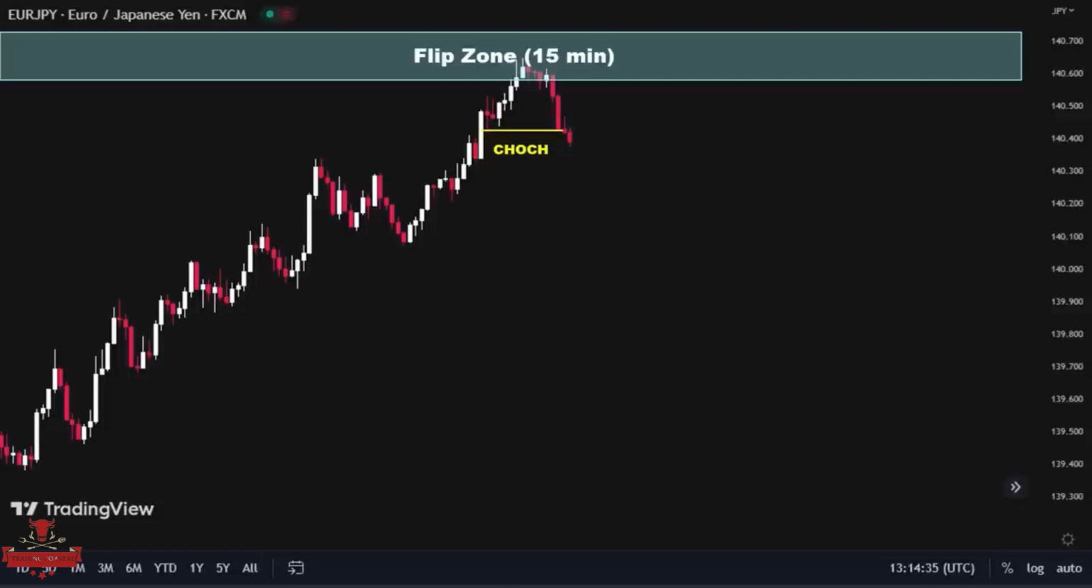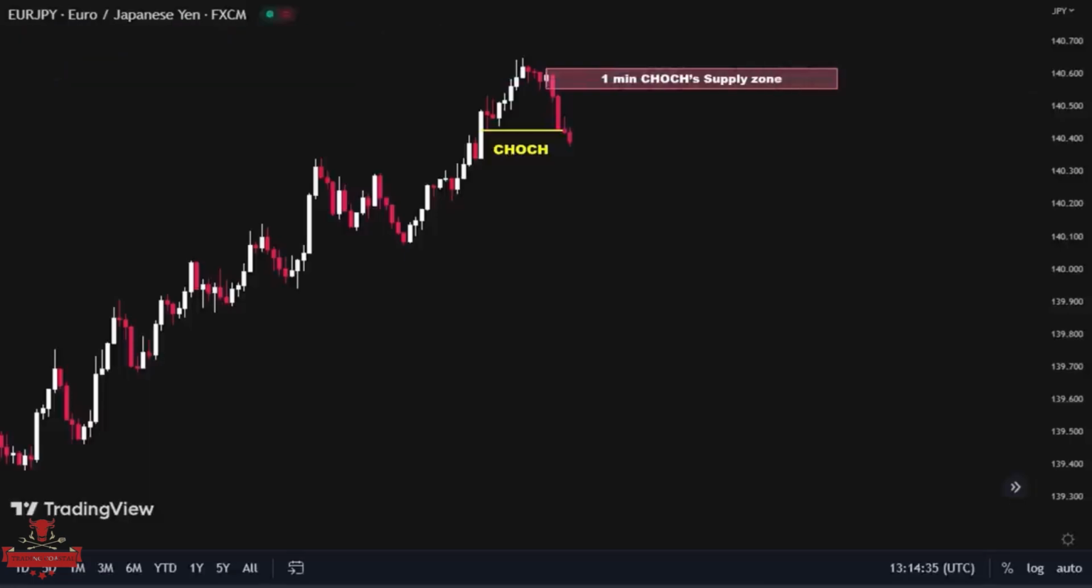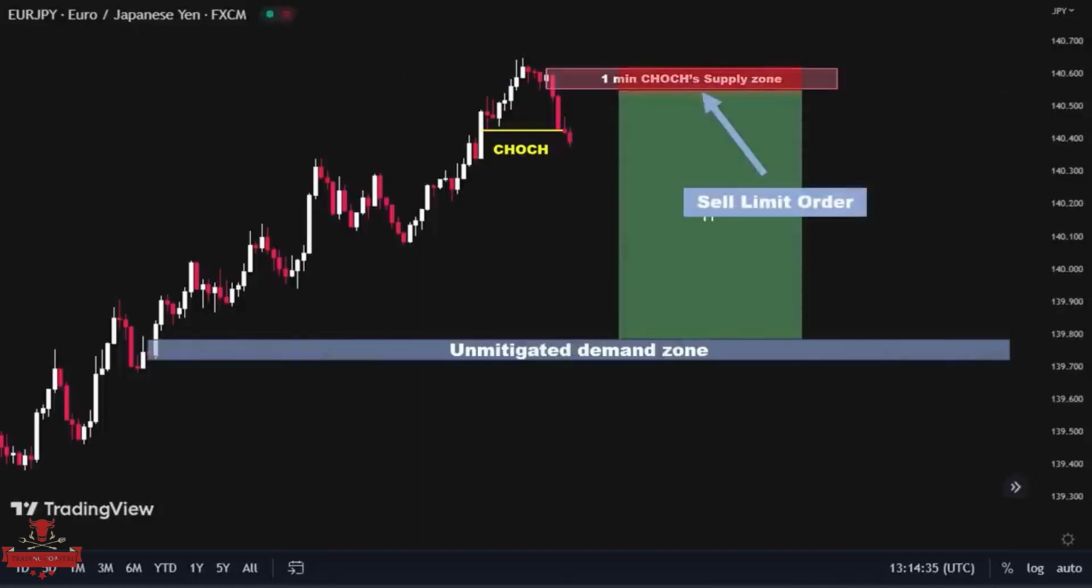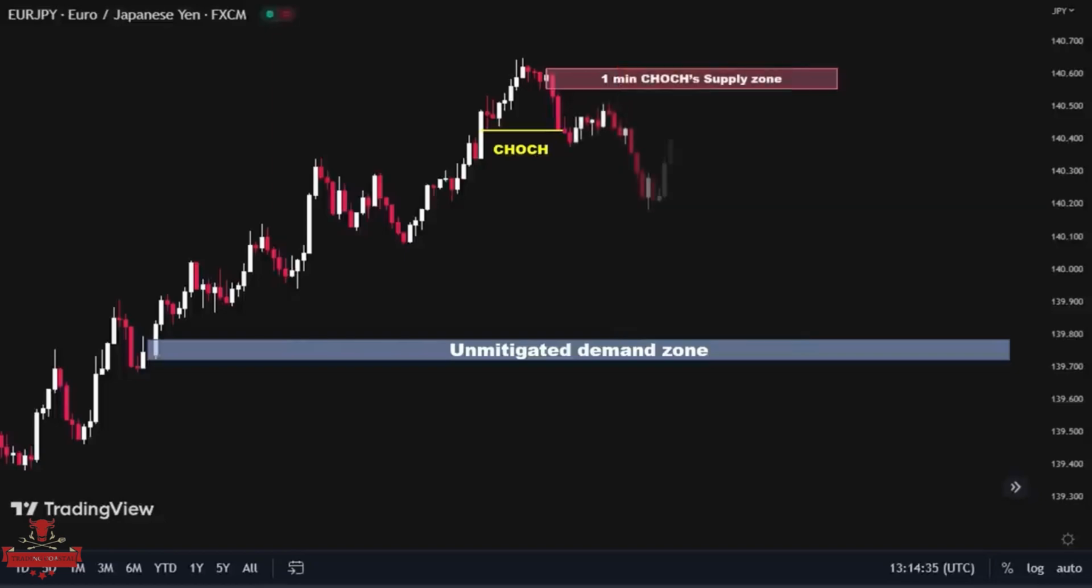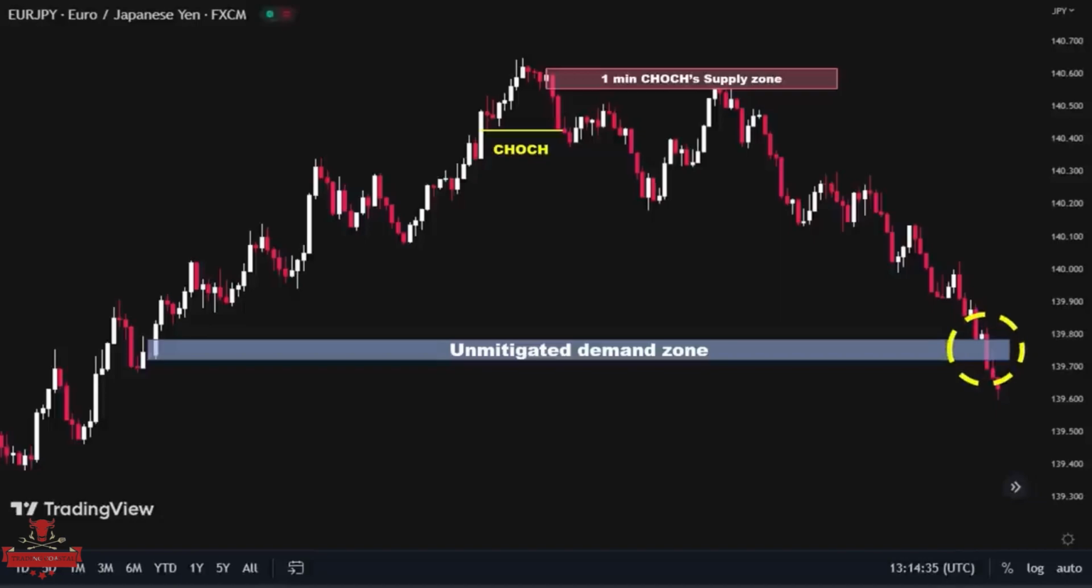Next, we are going to highlight the supply zone created by Choch's wave. Now we have detected the point of interest. So next, we should place our sell limit order here and put the stop loss a couple of pip above the highest point of the zone and target the recent unmitigated demand. Now we have executed our sell limit. Let's see what happens. Now, our sell limit order has been activated and we have entered the market. As you can see, price after triggering our sell limit went down and finally hit our take profit and provided a trade with an 8 reward to risk ratio.